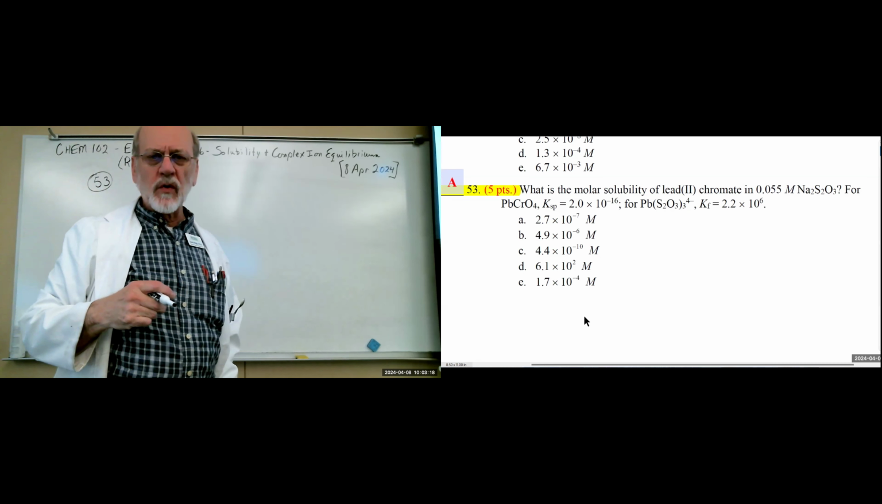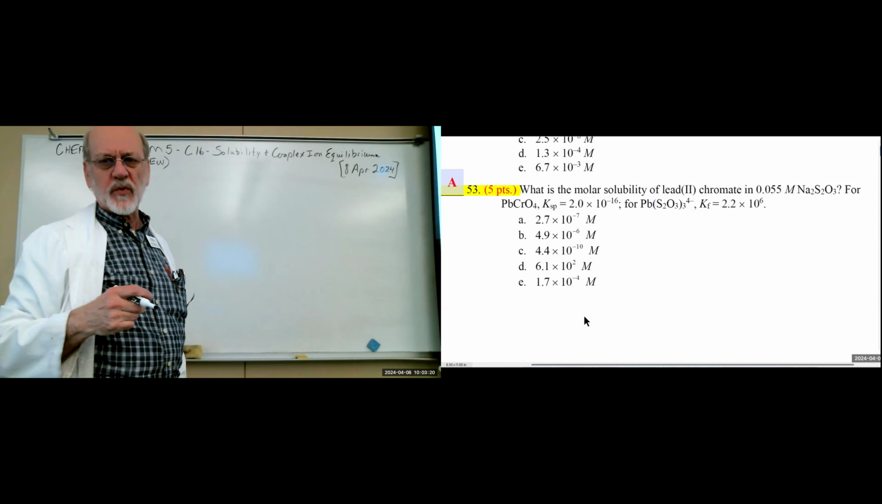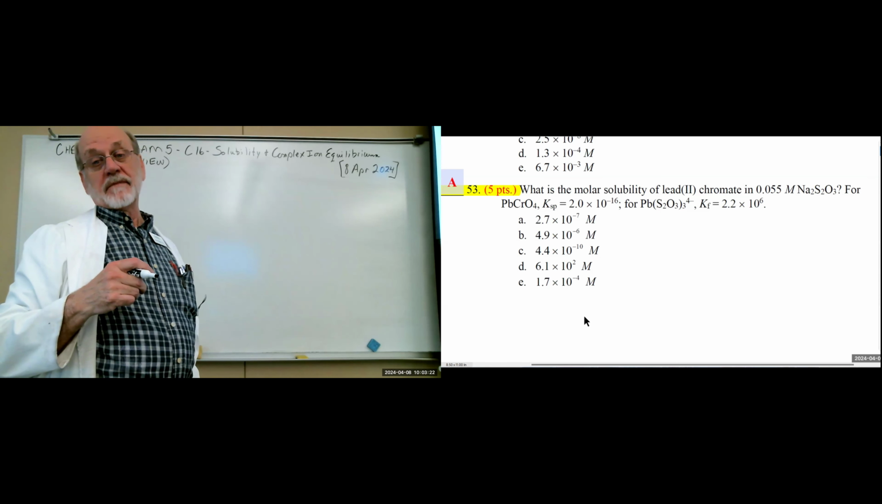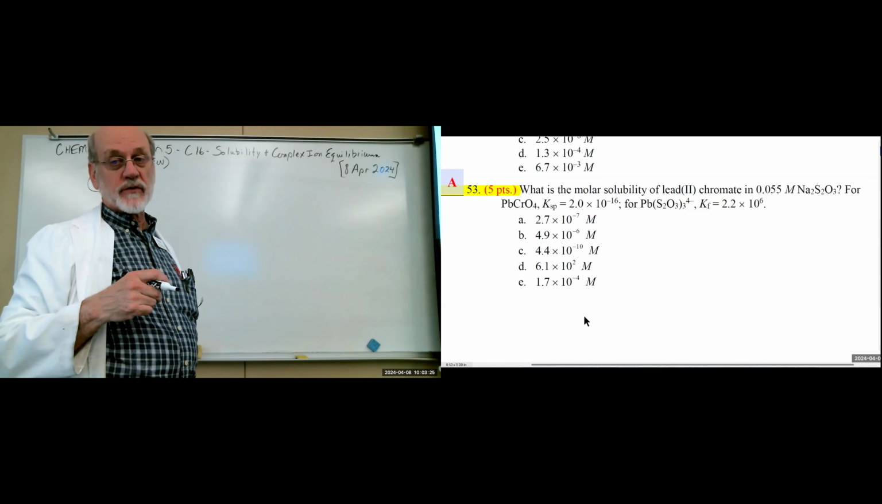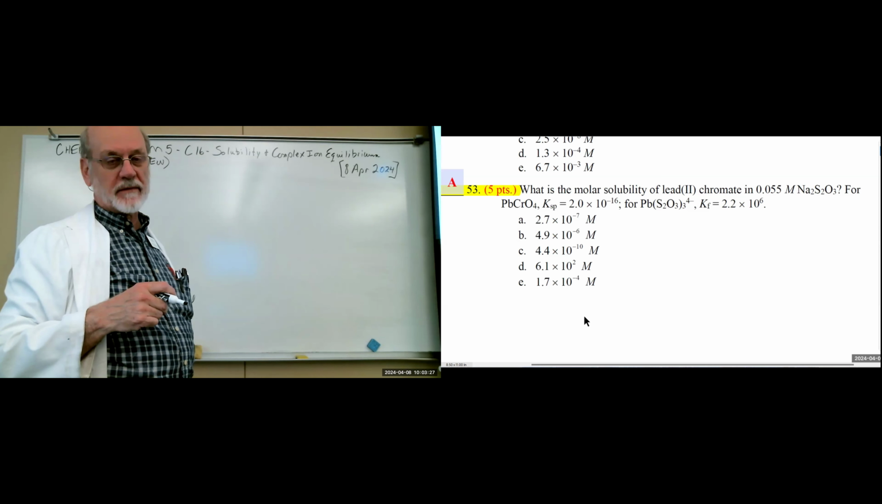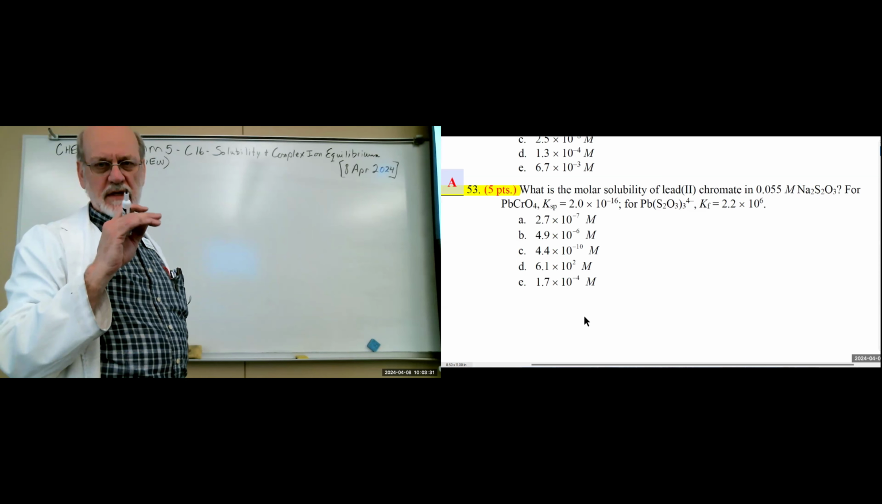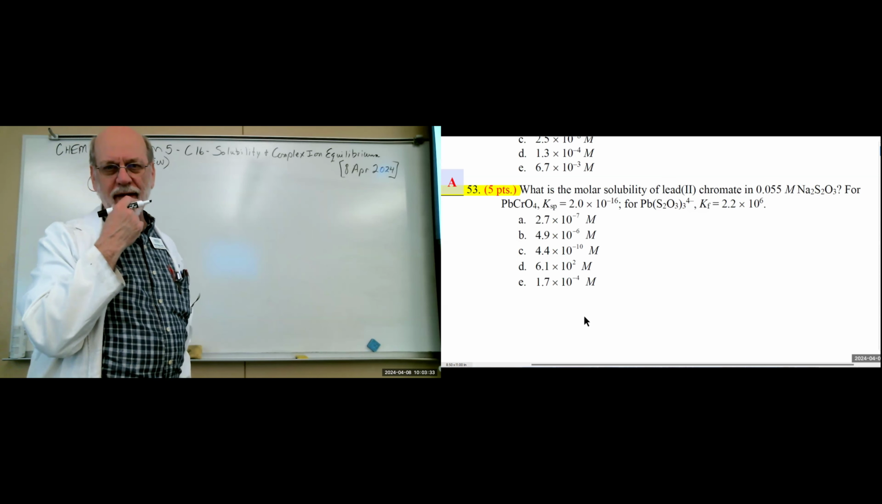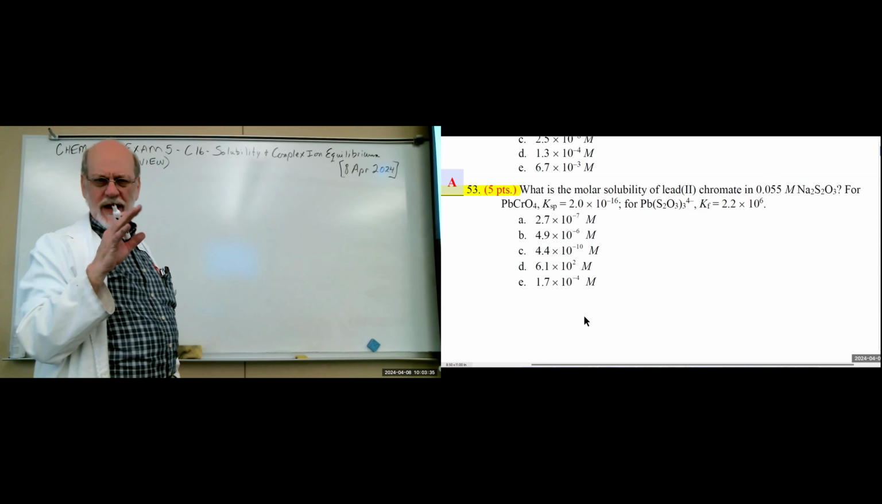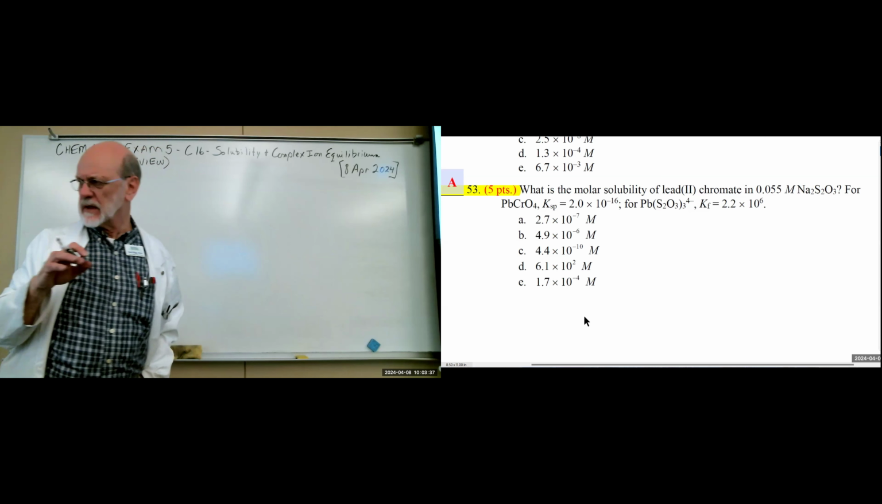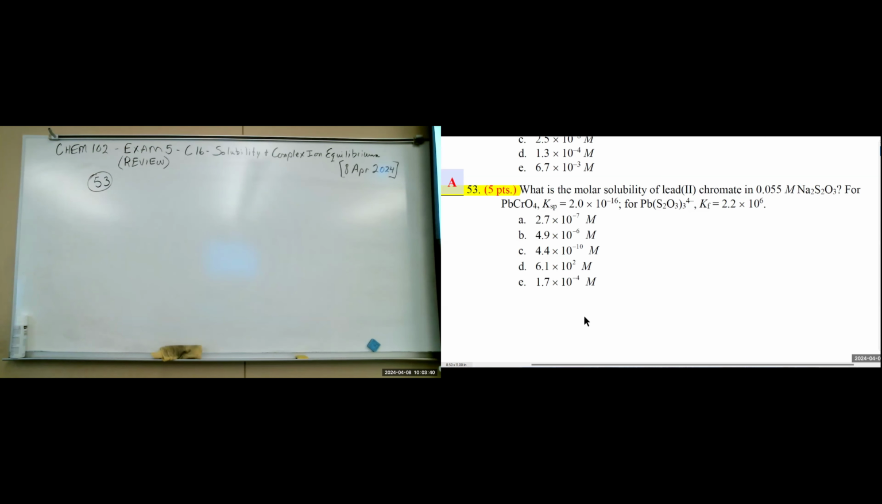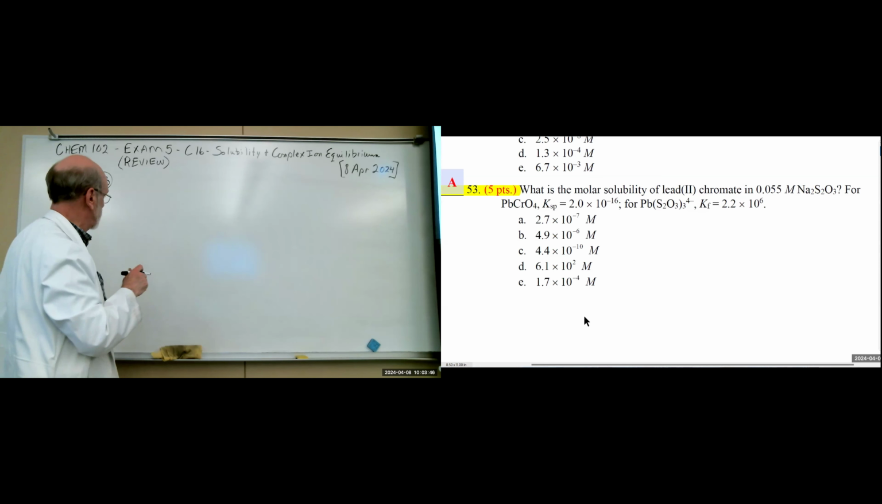53. All right, what's the molar solubility of lead 2 chromate in 0.055 molar sodium thiosulfate? That's the name of that compound. And it gives you the KSP and the KF. All right, so we've got two reactions going on here. I'm pretty sure that's the approach.